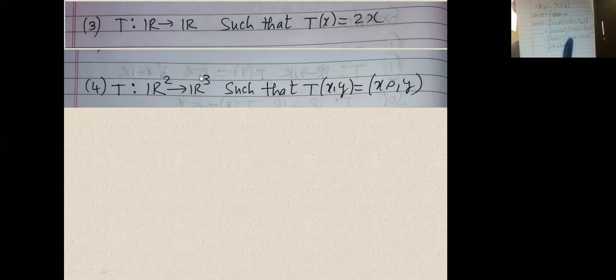You can see that this vector equal to this vector means what? The components are the same. So x is equal to 0 and also y is equal to 0. So x equal to 0, y equal to 0. Now x and y both are equal to 0, so the domain vectors will be only a singleton. So this is our kernel. So kernel T equals the singleton vector (0, 0).